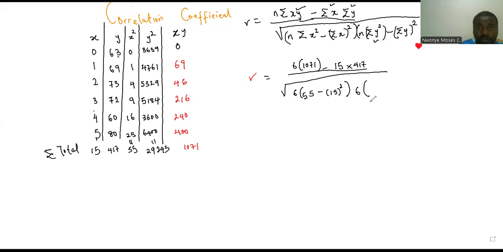So we have 6 times 29243, then minus 417, which we are going to square. Good. So if you do this properly, we're going to get 6426 minus 6255.